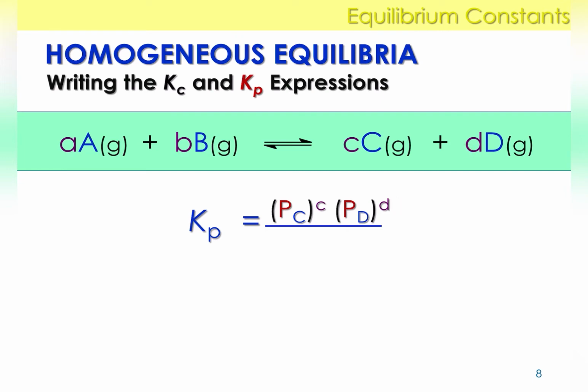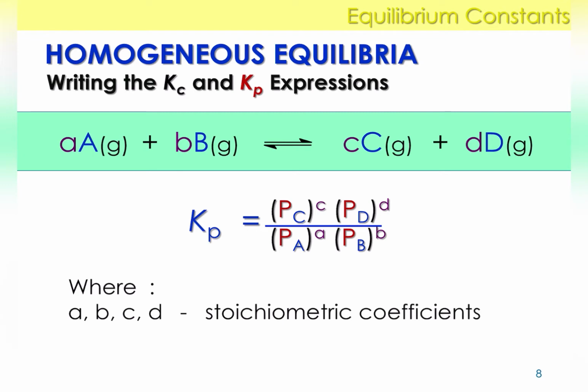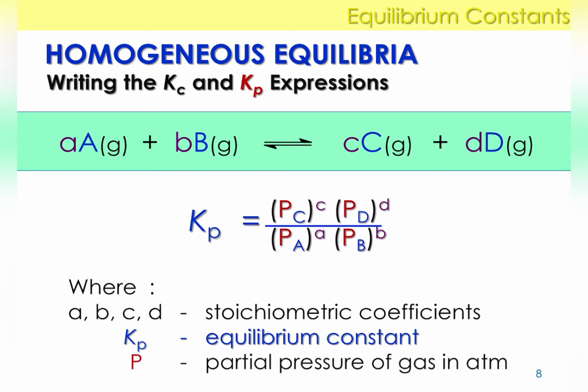So this is for the top one, my products, and the next one I got my reactants, partial pressure for A to the power of coefficient A, times with partial pressure of B to the power of coefficient B. So make sure you write the correct one as the equation given, but please check first whether the equation is balanced or not. And as you see here, A, B, C, D are the stoichiometric coefficients, and Kp is the equilibrium constant in terms of partial pressure, and P, the big capital letter P, is referring to the partial pressure of gas in atm.